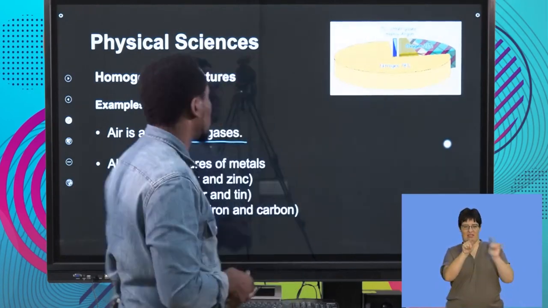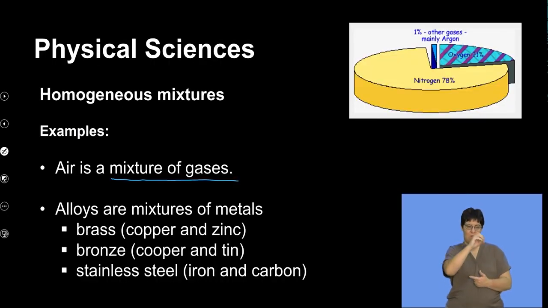Okay, right. So, if you look at the pie chart there, it talks about the proportions of each of the individual substances that make up that mixture. 78% nitrogen, 21% oxygen, and there's another combination of many gases which makes up 1% of air as an example.